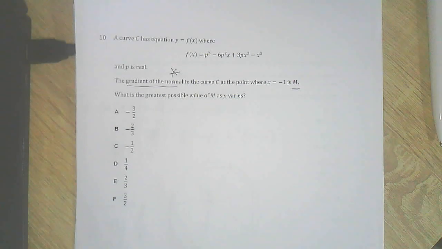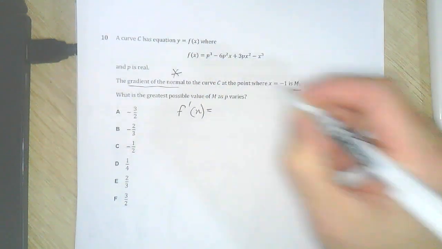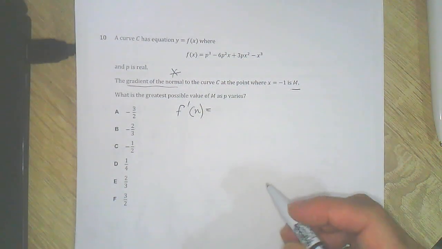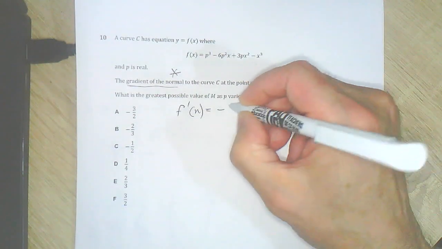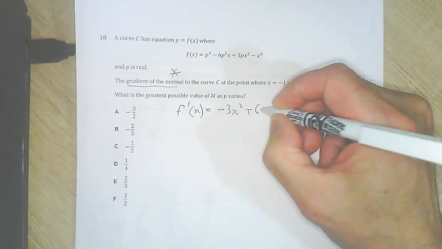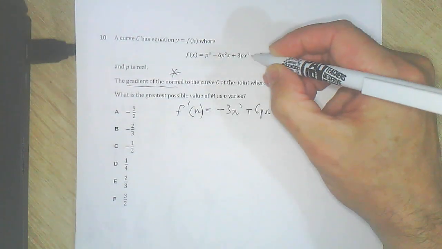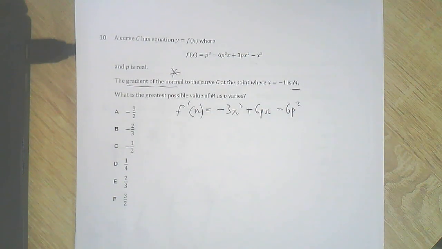So the first thing that seems sensible is to differentiate to get the gradient of the curve at any point. So let's do that. f prime of x equals, and I'm going to start at this end and work that way to get them in sensible order. So minus 3x squared, and then plus 2 times 3 is 6px, minus 6p squared. So that is the gradient at any point on the curve C.